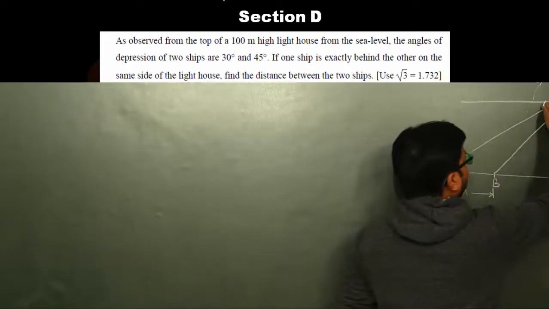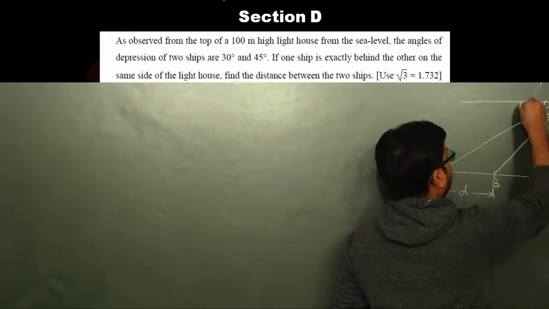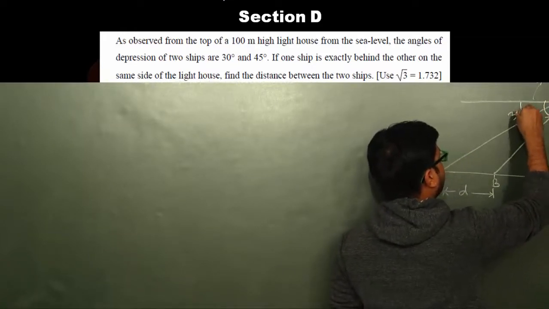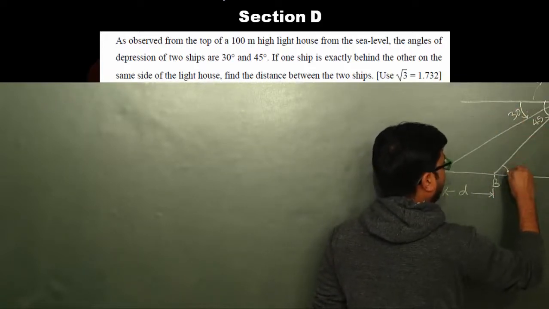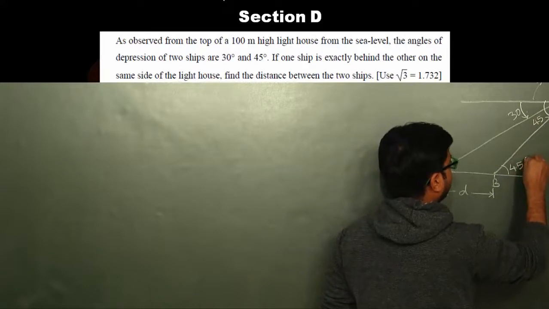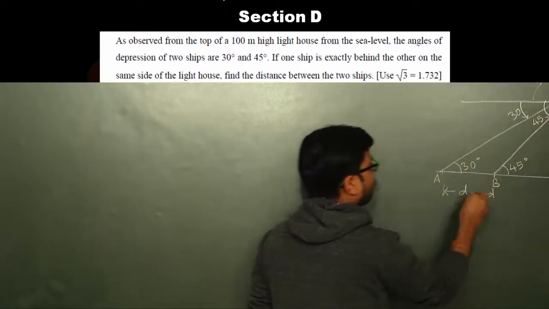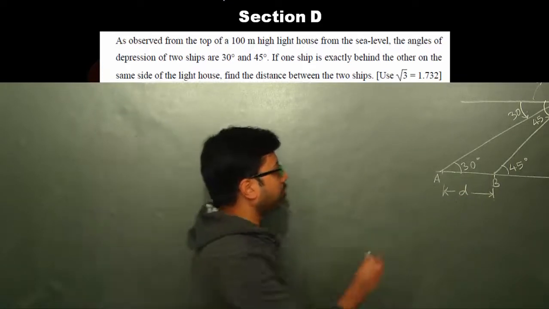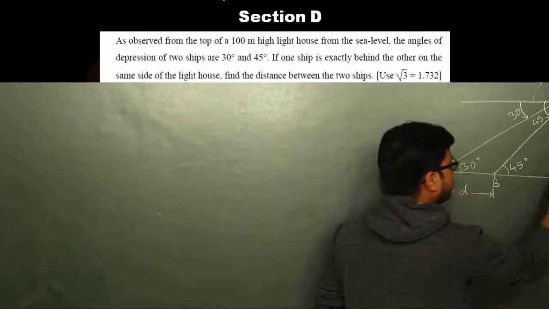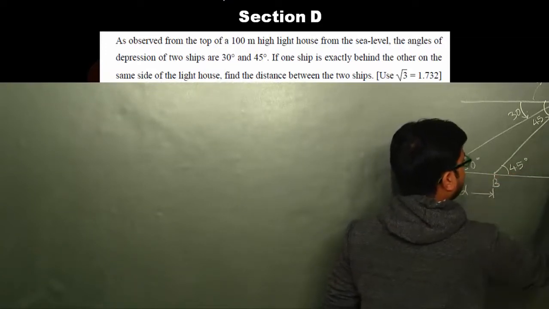So the angle of depression of one ship is 45 and the angle of depression of the other ship is 30 degrees. If this is 45, by alternate angles this is going to be 45 degrees. If this is 30, this is going to be 30 degrees, and we have to find the distance between the ships, which is d. So this is the diagram, and once you make the diagram, it becomes very easy to solve.